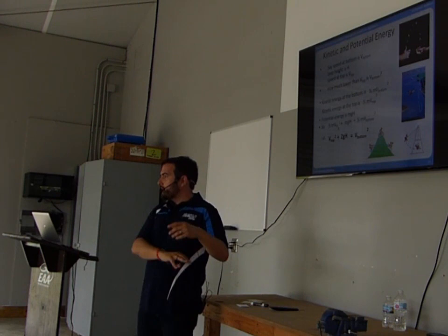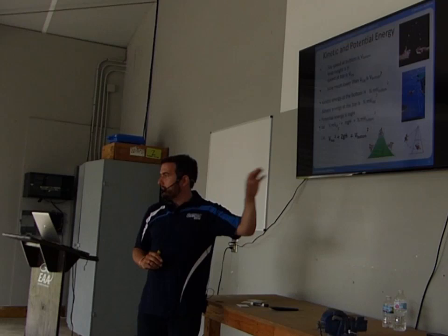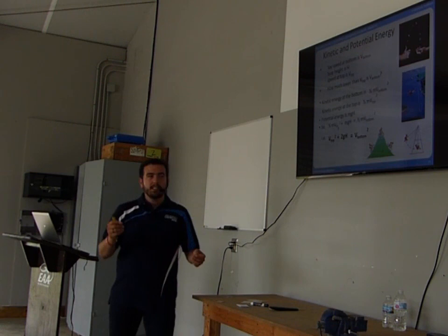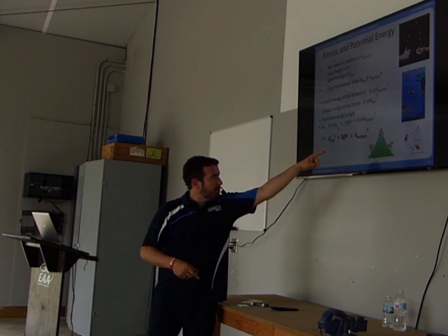So at the bottom, you just have 1/2 mv squared. At the top, you have mgh and 1/2 mv squared, which is smaller than at the bottom. And it's all the same amount of energy. If you solve this for the speed at the bottom, you get this equation: the speed at the top squared plus 2gh is the speed at the bottom squared.